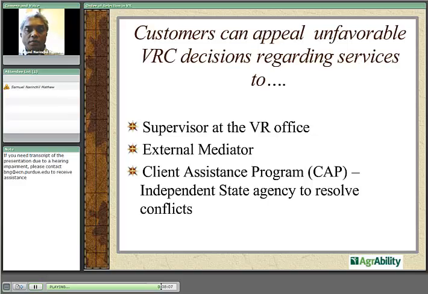If the issues are not resolved at this stage, CAP or Client Assistance Program can be approached. This is an independent state agency that advocates for the customer by reviewing the facts submitted by the customer, taking up the case with VR. Another web-based training module on CAP will be available at the AgrAbility.org website. CAP details will be available on the initial set of documents given to the customer during the first meeting with the VRC. Else, the VR office will provide the details on request.